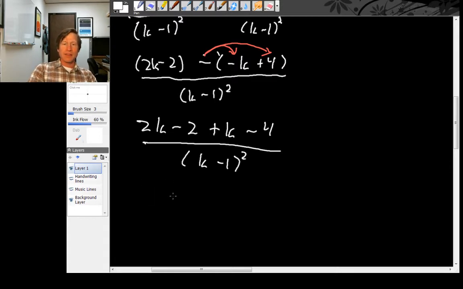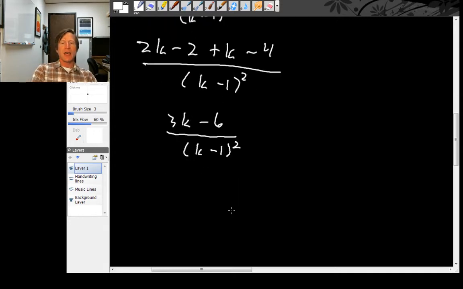Now we can combine like terms in the numerator, so 2k plus k, that's 3k, and then minus 2 minus 4, that's minus 6, all over k minus 1 squared. Okay, and now, as always with rational expressions, once you think you're done, you really should factor everything to see if anything cancels. It's possible that when we factor the numerator, we might get a factor of k minus 1, in which case we could cancel a factor of k minus 1.